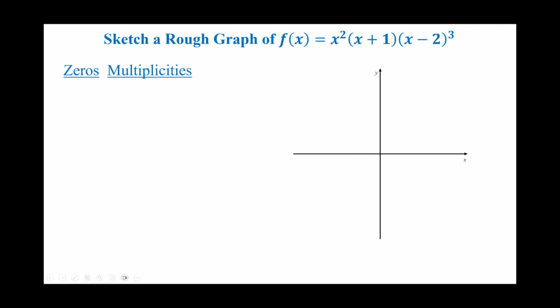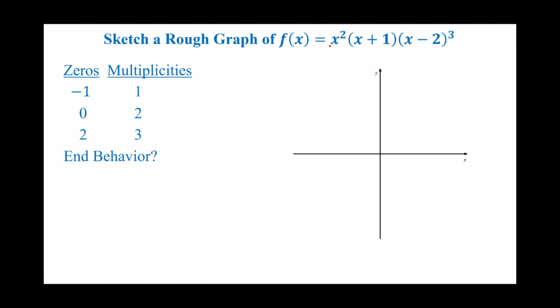Let's think about the zeros and the multiplicities. We'd have a 0 at negative 1, which is multiplicity 1. A 0 at 0 has multiplicity 2. And the 0 at 2, which has a multiplicity 3. We talked about these multiplicities in the last section. Now let's look at the end behavior.